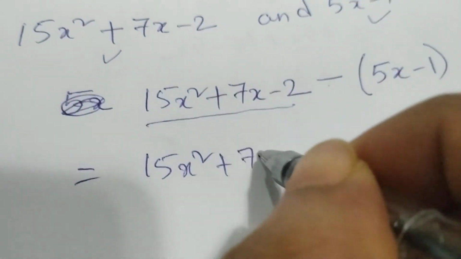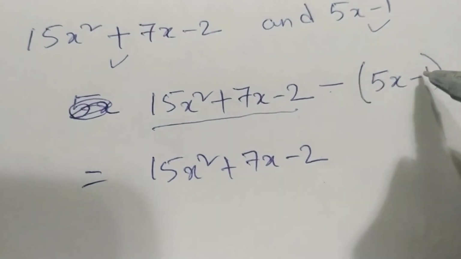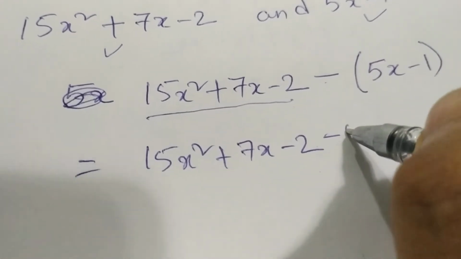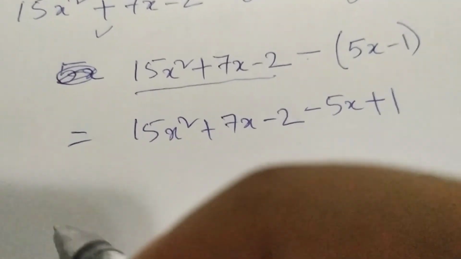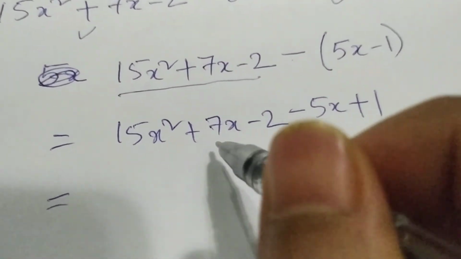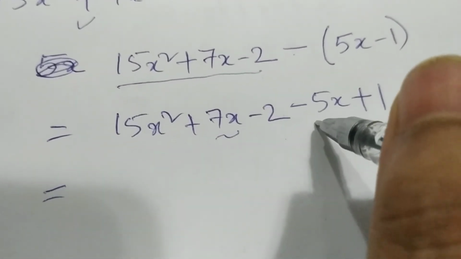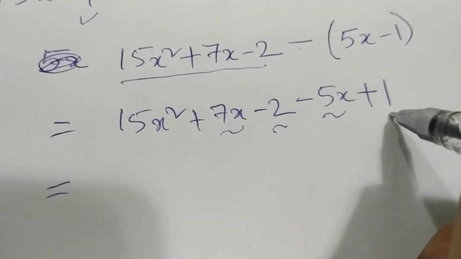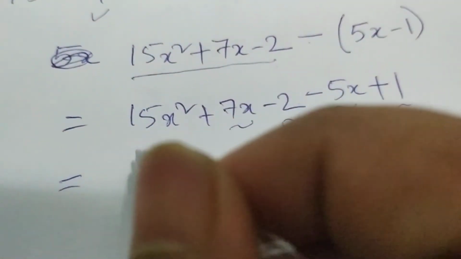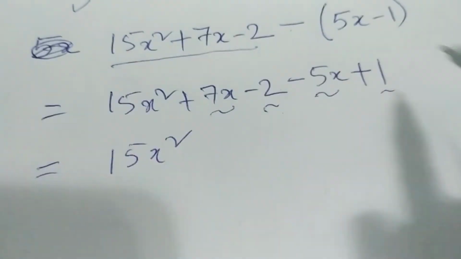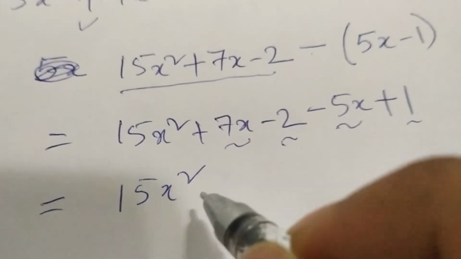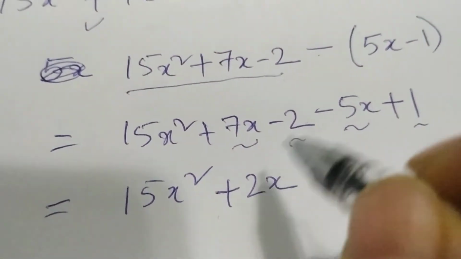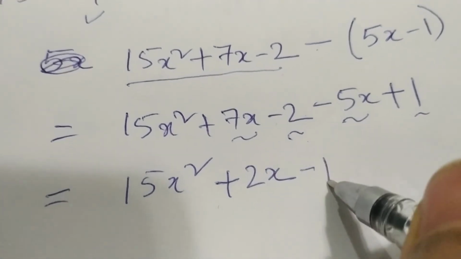15x square plus 7x minus 2. Then we need to first multiply this. Minus into 5x is minus 5x, minus into minus 1 is plus 1. Now we combine the same type of terms: 7x and 5x, and minus 2 and plus 1. 15x square remains as it is because there is no other term with x square. Then 7x minus 5x is plus 2x, and minus 2 plus 1 is minus 1. So this is my answer. This is part A done.